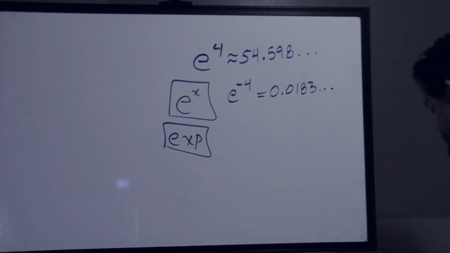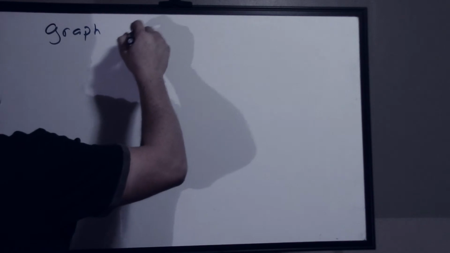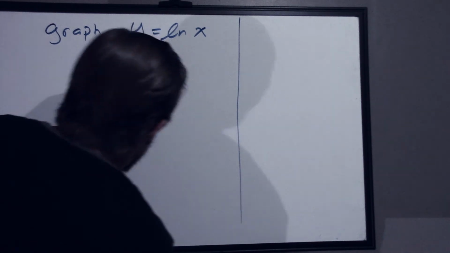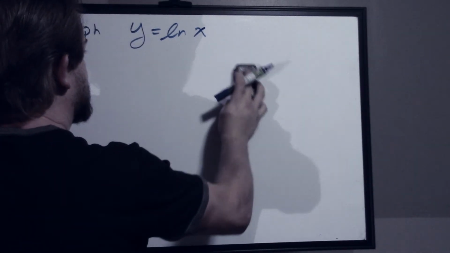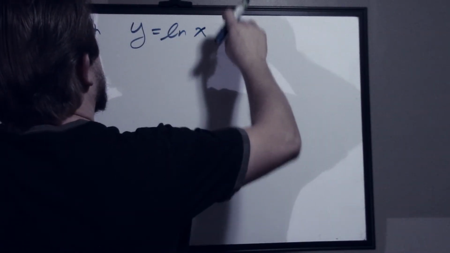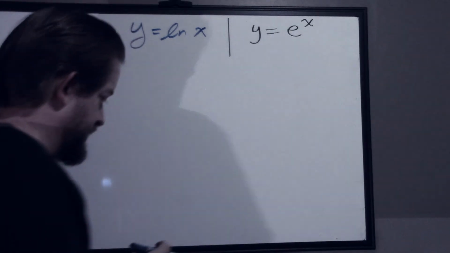Let's see what else. Yes, of course. All right. So let's graph. We want to take a couple of functions and graph them on the same set of axes. So we want to graph, let's say y equals the natural log of x, and let's say y equals e to the x on the same set of axes.